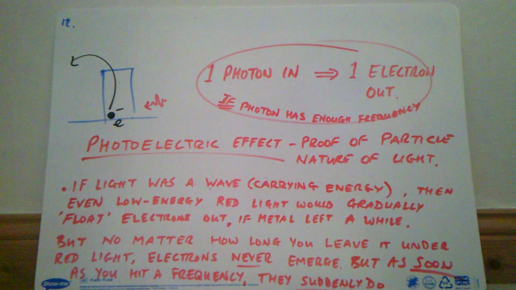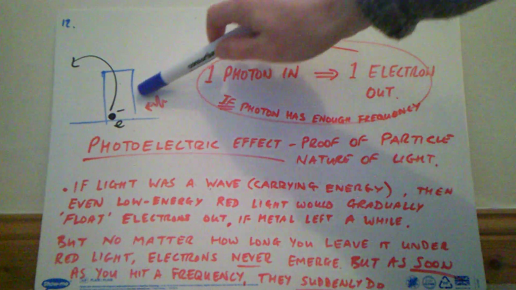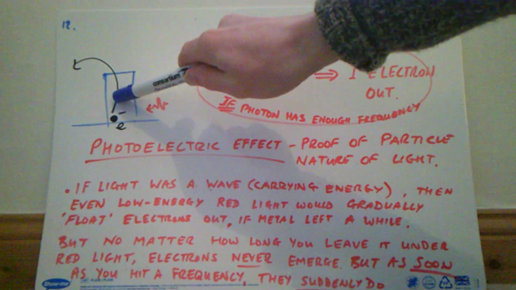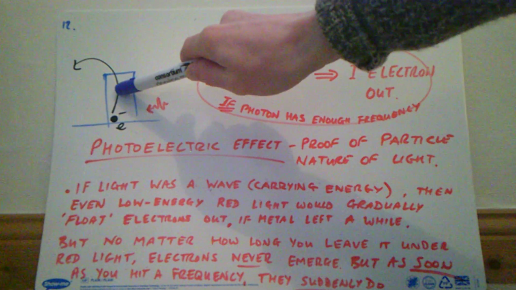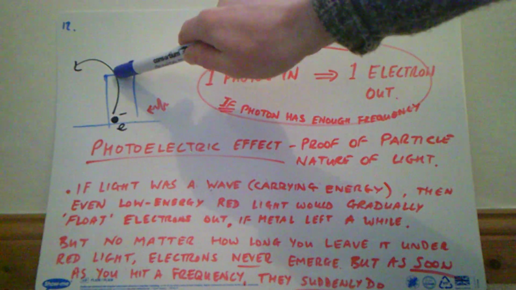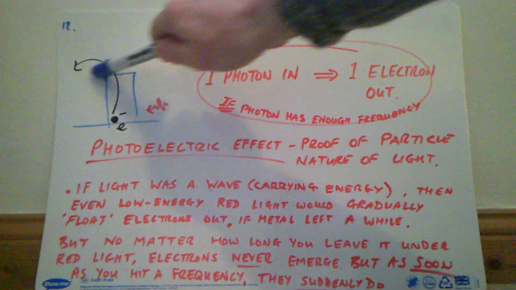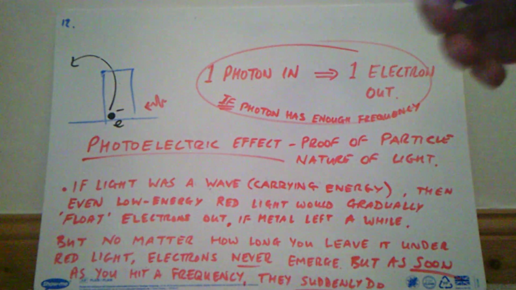And even if it was very low energy, weak light, then it would be like a low energy, weak water wave, gradually washing away the sand. This weak, low energy light would gradually shift up and up and up. Even if it's only a little bit, then after a while these electrons would come out, just dribbling over the top. But that doesn't happen.